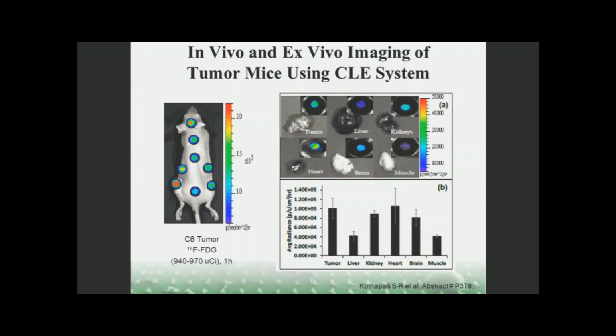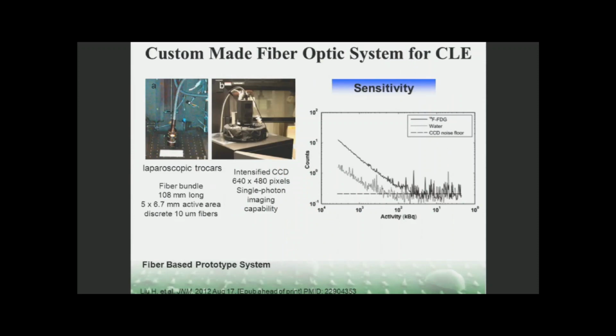And then we can also take out all the organs and use the same fiber-based system, the CLE system, to measure their uptake. And you can see it shows very good signal from the tumor and from the heart, but much lower from the muscle. You can also do the quantification analysis to verify the good uptake from the tumor.